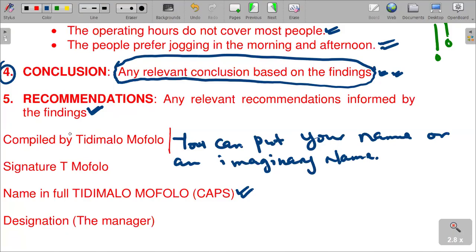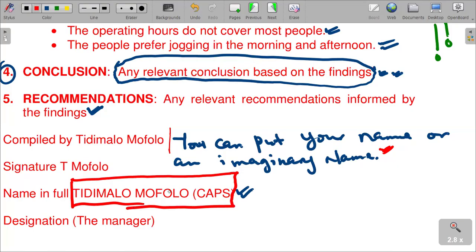So the report is compiled by your name, or any imaginary name that you can put there. Signature: you are putting your signature to say who you are. And then name in full. This must be in caps also. You are putting the full name in caps. And then the position is the designation, as to say you are the manager. Therefore, it must be taken note of.